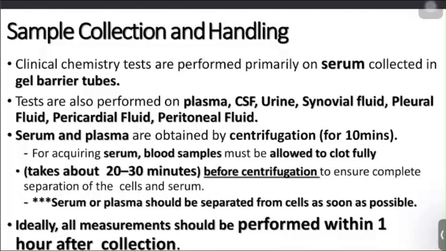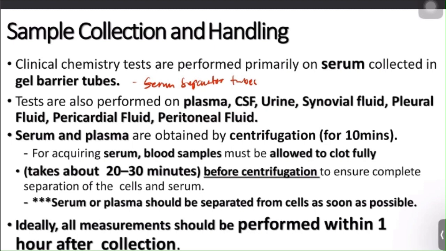So next we have specimen collection and handling. In clinical chemistry, tests are performed primarily on serum collected in a gel barrier tube. Why in a gel barrier tube? Usually this is your serum separator. Usually, the plasma or serum is totally separated from your blood in order for them to survive outside the body environment. They need that because they are outside of the body, so they need some energy in order to still perform their vital functions.